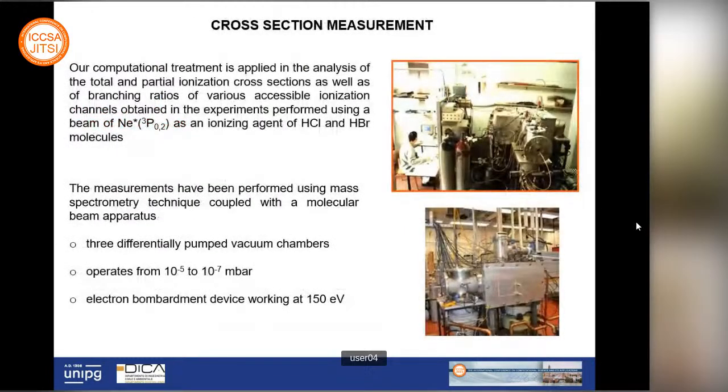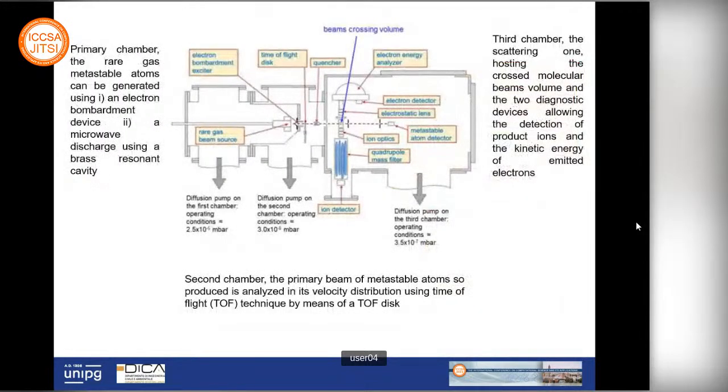We describe here the cross-section measurement apparatus, which is coupled to a mass spectrometric technique. We have this apparatus in Perugia, and it is formed by three pumped vacuum chambers, in which the pressure goes from 10^-7 to 10^-5 to 10^-7 in the detection chamber, the third chamber. It is schematized in this slide.